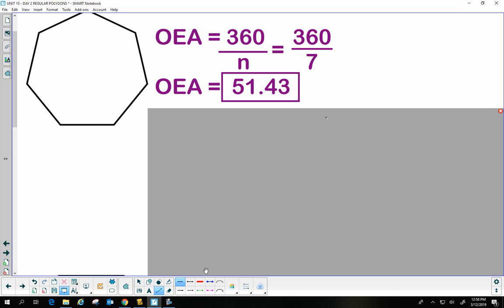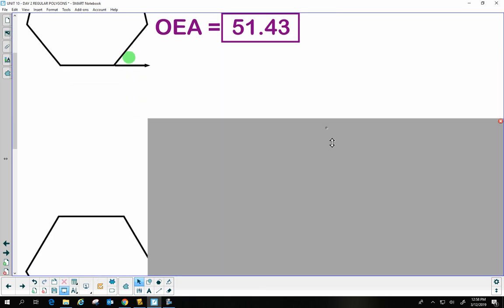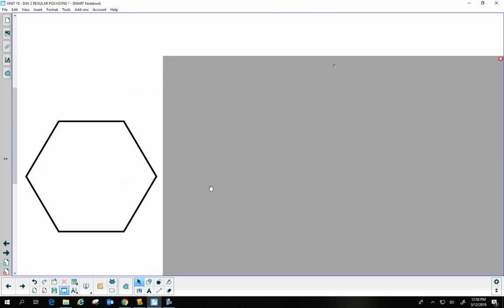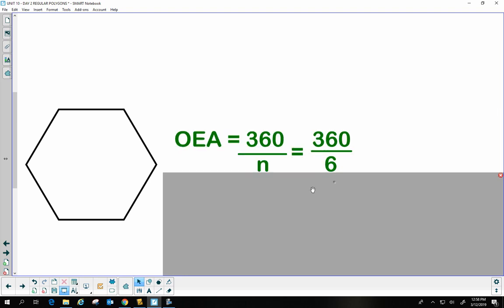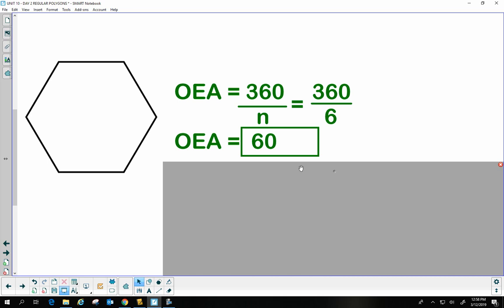So if I were to go around, and I'm not going to, if I were to go around and draw every single one of these exterior angles, that exterior angle and all the rest of them are each 51.43 degrees. I could do the same thing for my hexagon. I'm just going to divide 360 by 6, and I'll find out that every exterior angle is 60. So again, if I were to draw an exterior angle here, that exterior angle right there is 60 degrees.